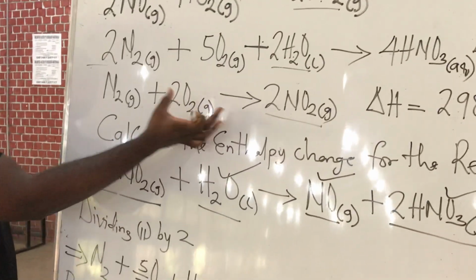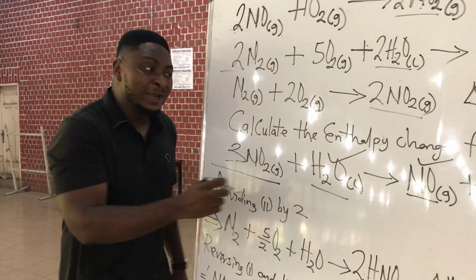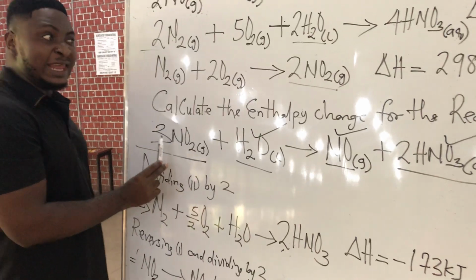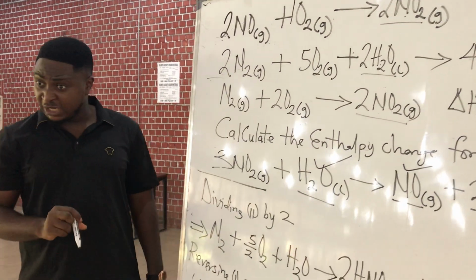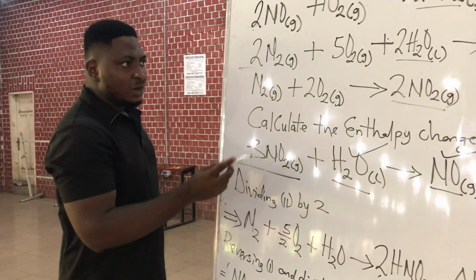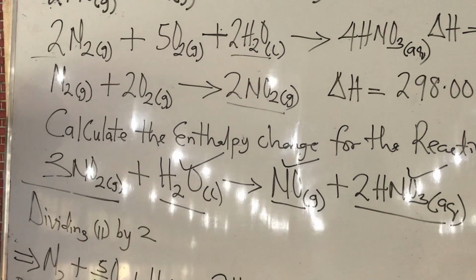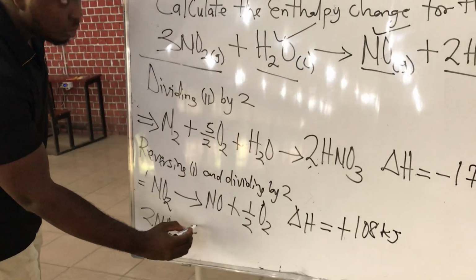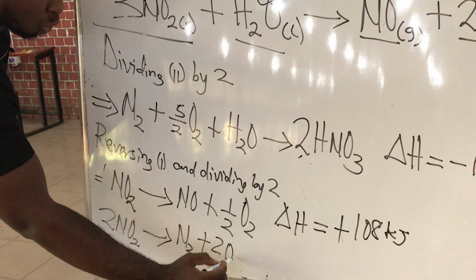Class, let us reverse equation 3. Why are we reversing equation 3? Because NO2 in the main equation is on the left hand. So this NO2 must come to the left. Must come to the left. If we reverse this equation 3, we are going to have 2NO2 to give N2 plus 2O2.